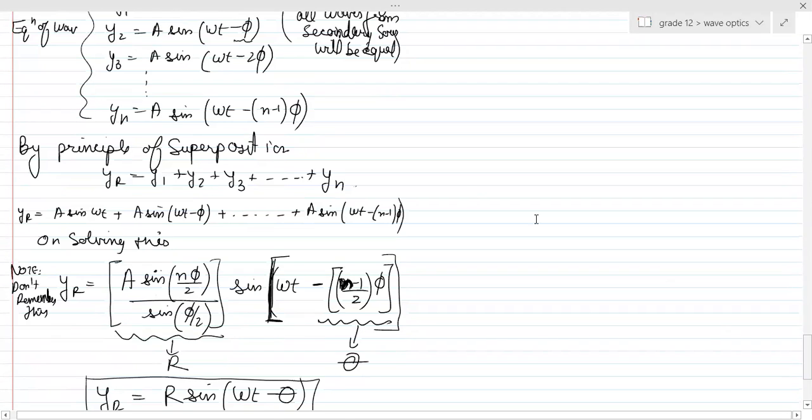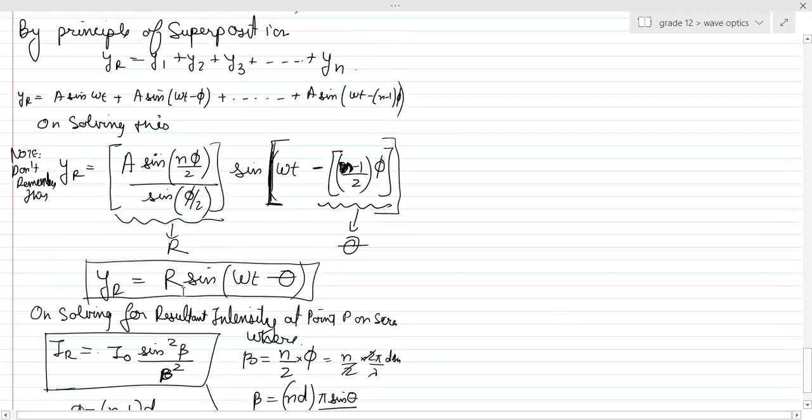After this, what did we do? We just added all of them by the principle of superposition. We know yr is equal to y1 plus y2, so basically we added all the displacements. When we added all the displacements and solved, we got this function, which can be written in the form yr equals r sine omega t minus theta, where theta is the initial phase of the resultant equation and r is the resultant amplitude. Are you getting my point? So this whole function, on solving, you can get in this form.